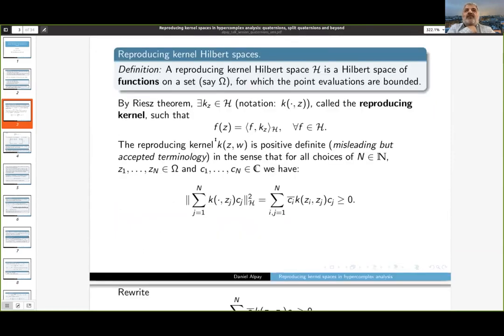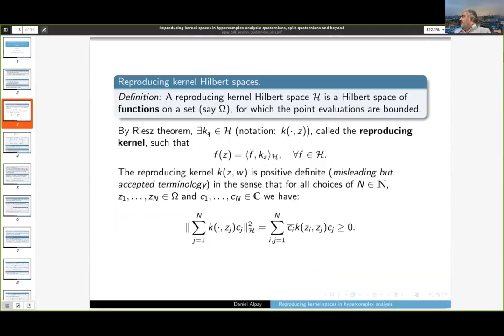So maybe let me begin with the definition of a reproducing kernel Hilbert space. It is a Hilbert space of functions for which the point evaluations are bounded. That in particular excludes spaces like the Lebesgue space.